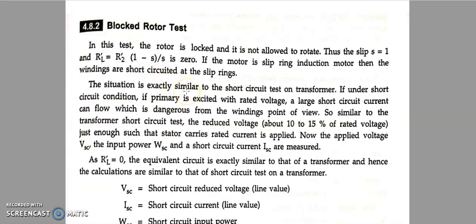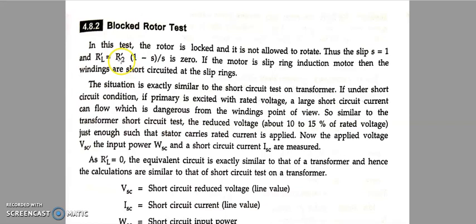I'm going to tighten it so that the rotor doesn't rotate. And we know that RL is given by R2 into (1 minus S) by S. If I refer it to the stator, it becomes RL dash equal to R2 dash into (1 minus S) by S, which we already know from your earlier class. And one thing we know: block rotor test means slip will always be equal to 1.